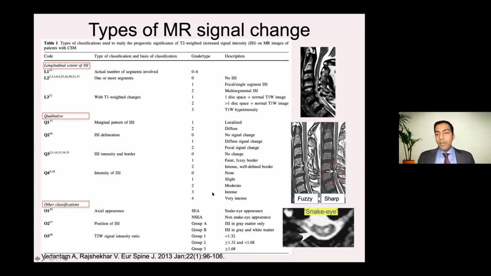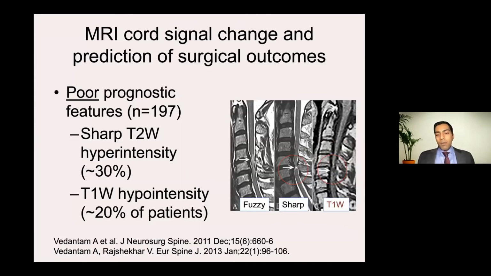So just a lot of variability, and there's no definite classification system or objective way to look at this signal change. So does it make a difference at all? We looked at approximately 200 patients with cervical myelopathy undergoing central corpectomy. And what we found was the sharp punctate type of hyperintensity, as well as T1 hyperintensity, something we don't see often, were really the strongest negative prognosticators.